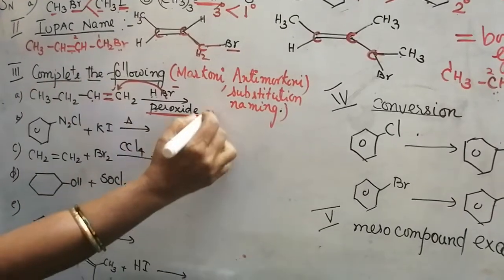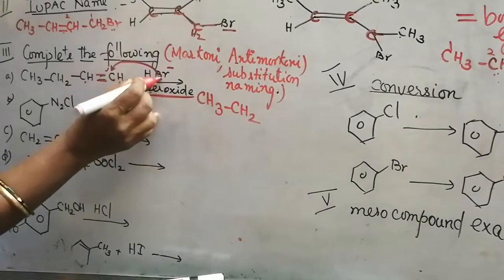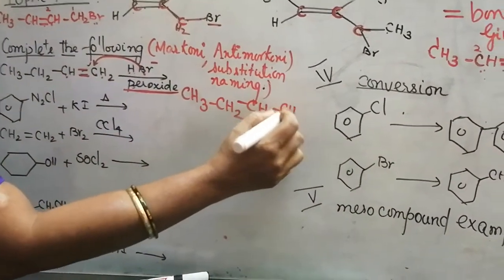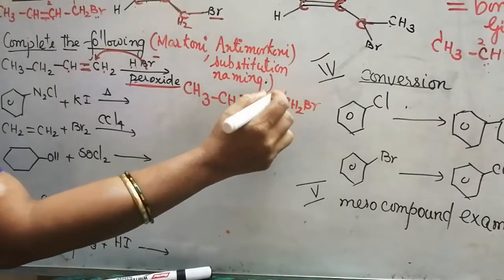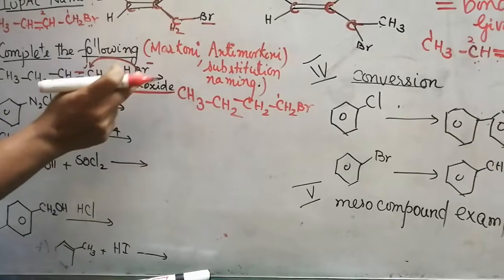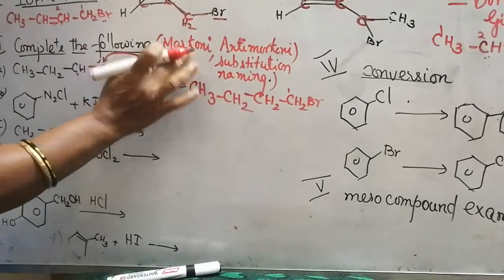So the product we will get will be CH3, CH2, and the Br is attached to this, meaning hydrogen will attach to this CH2, CH2Br. So the name of the compound is 1-bromobutane. Hope you are clear about this anti-Markovnikov rule. If peroxide is not there, you have to follow the Markovnikov rule.